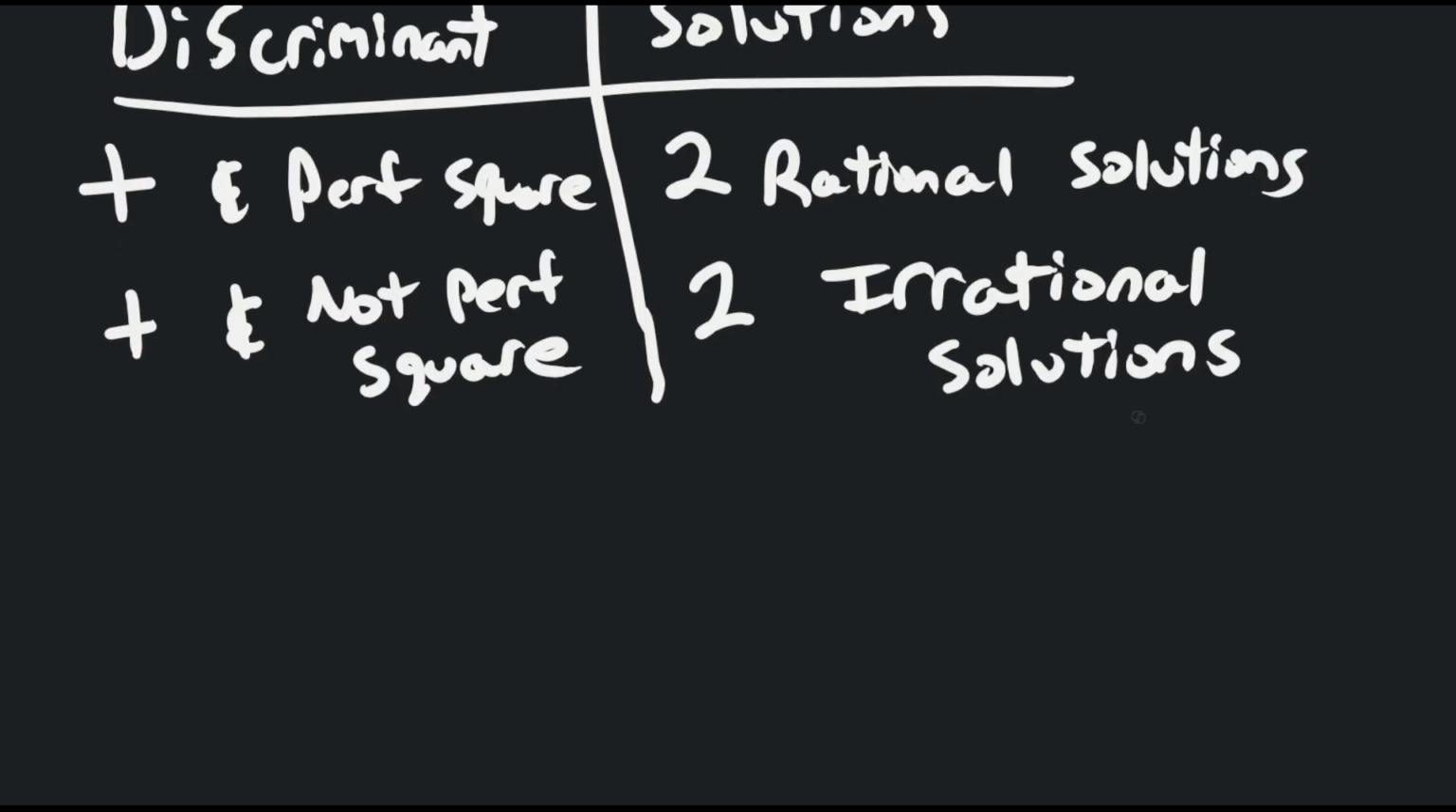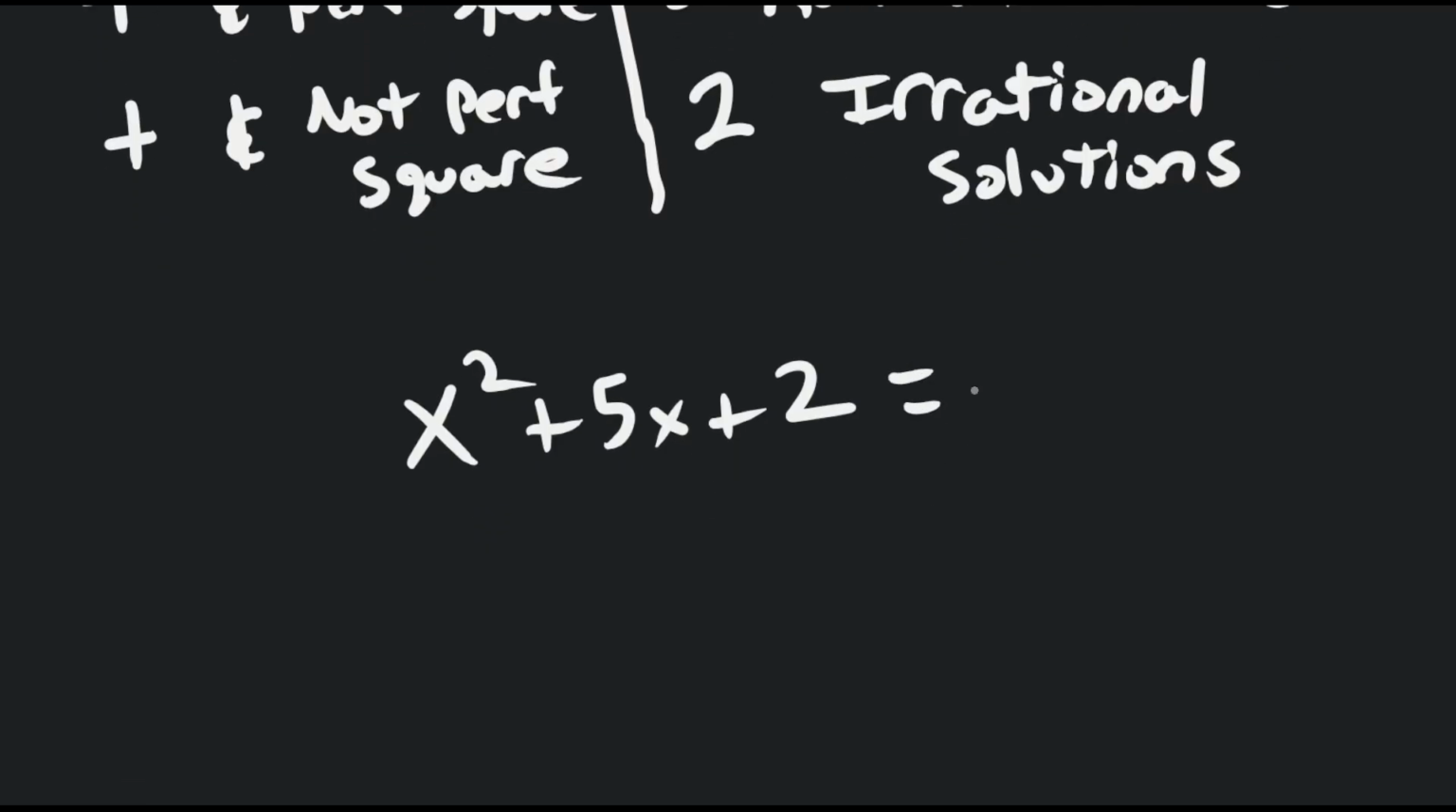So just a quick example, let's say we had this quadratic x squared plus 5x plus 2 equals 0. And what is our discriminant? So b squared minus 4ac.